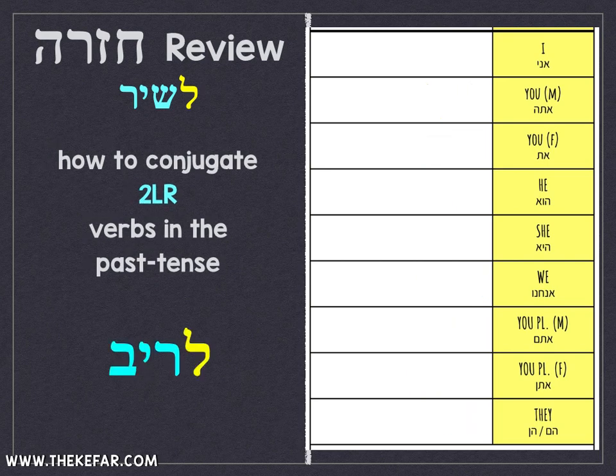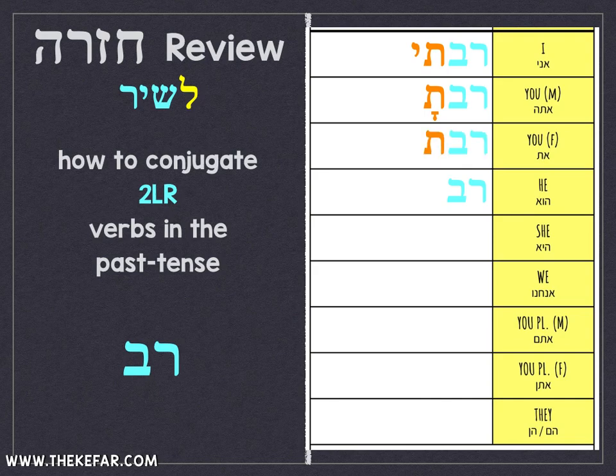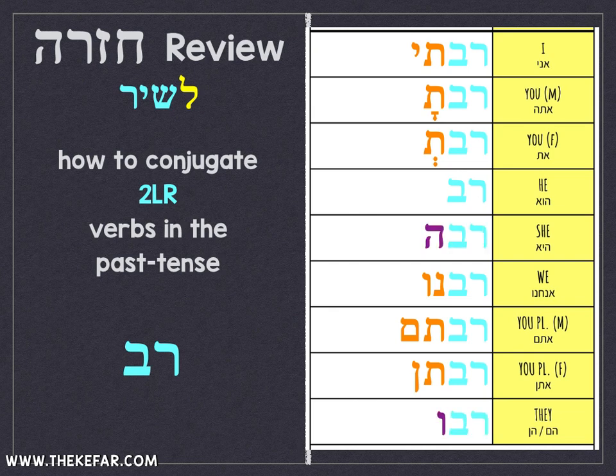The next verb was lariv, which is to argue or to fight. Get rid of the lamed and the yod. We're left with rav, which is also hu. So hu rav, he argued or he fought. Ravti, I fought. Ravta, you fought, male. Ravt, you fought, feminine. Ravnu, we fought. Ravtem, y'all fought. Ravten, y'all fought, feminine. And then he rava and him ravu.